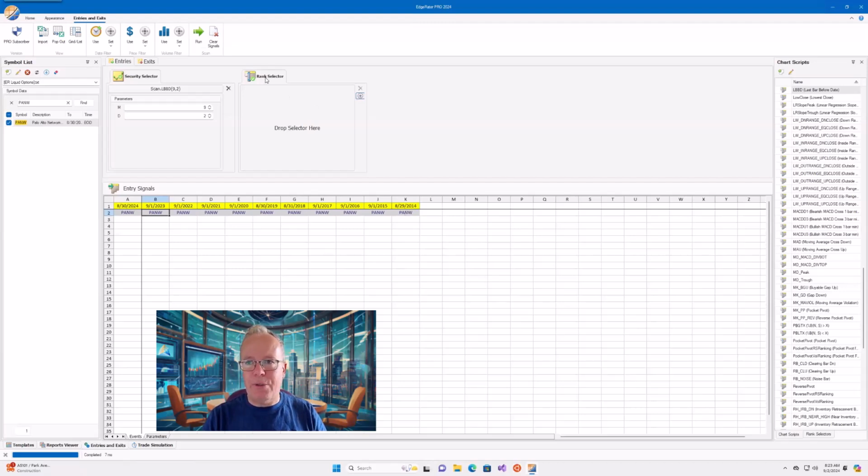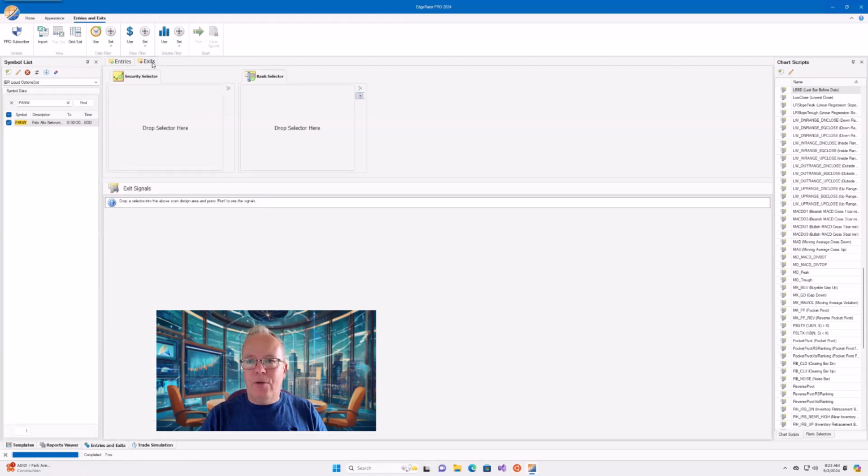That will automatically be dropped. We can go to the exits, and we can also add LBBD for the exits. And we can then just say, what is 2 weeks? What kind of period are we looking for? 2 weeks in that case, right? The 8 and 2 was a 2-week period.